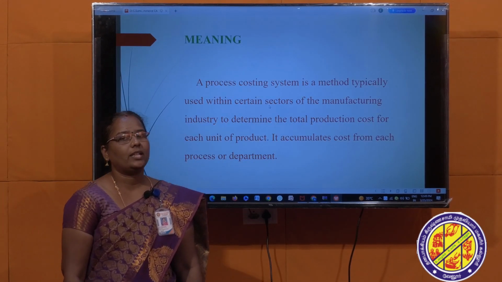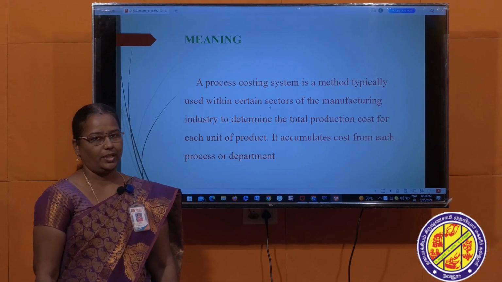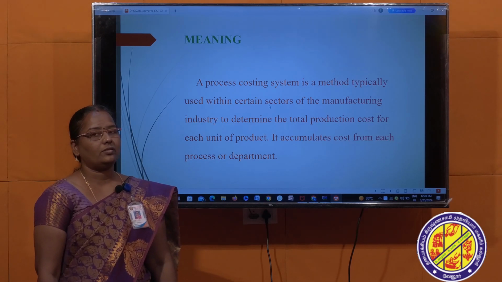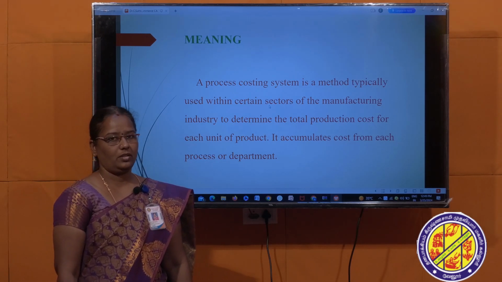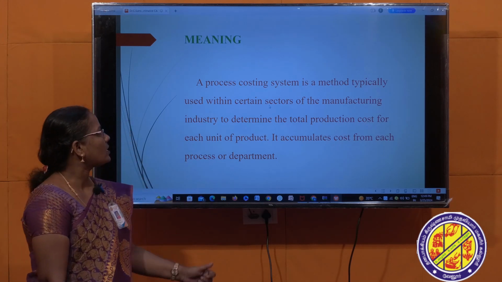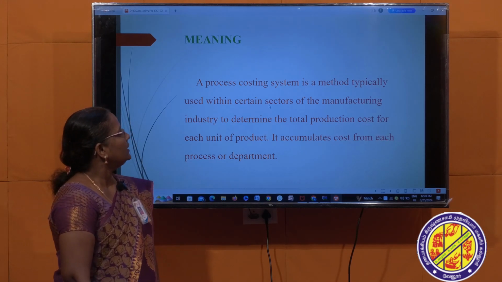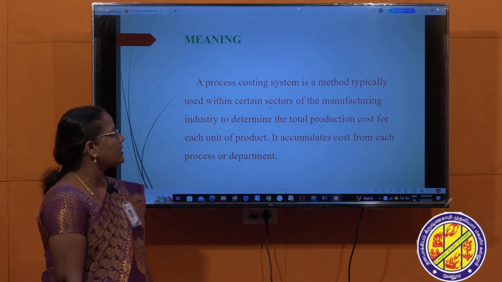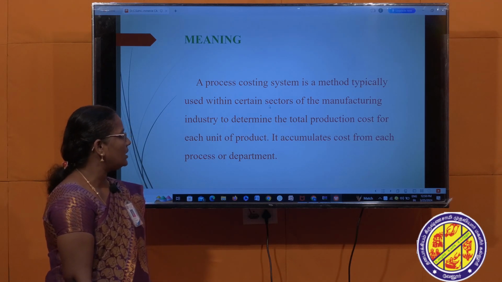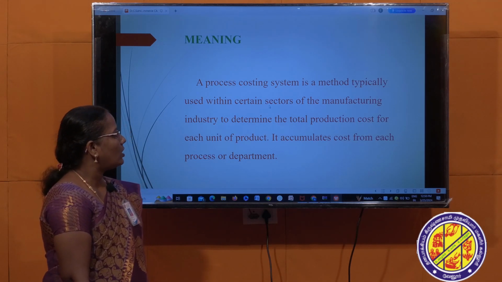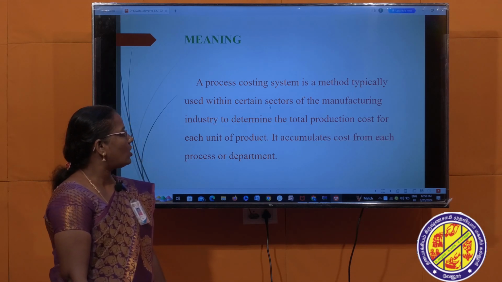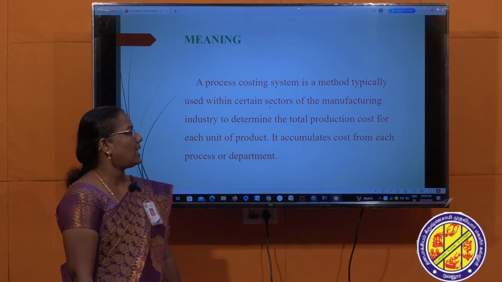Today I am going to talk about the subject cost accounting. In this cost accounting, process costing is a very important topic. So, let us see the process costing meaning. Here, process costing system is a method typically used within certain sectors of the manufacturing industry to determine the total production cost for each unit of the product. It accumulates cost from each process or department.